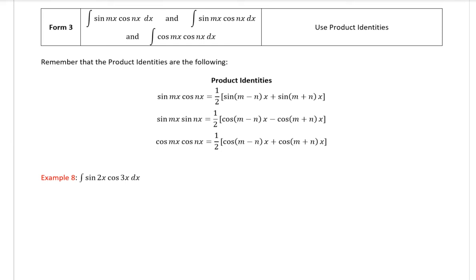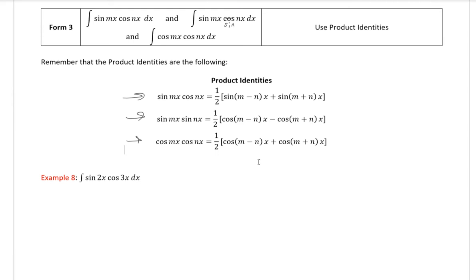Let's go on to form 3 here, the third case. This is where we don't have powers, so kind of like the example we just did in example 7. What we instead have are some amounts of x for both sine and cosine. So either sine times cosine, sine times sine, each with their own amounts, or cosine times cosine. In any of these cases, what we're going to do is use the product identities, which I have repeated here so it can help you with this. So sine times cosine, sine times sine, and cosine times cosine.